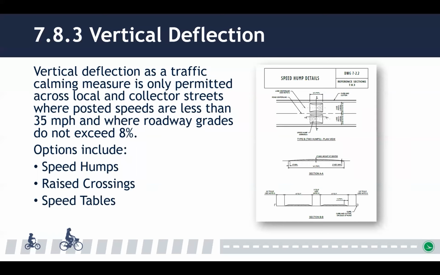Vertical deflection, which includes speed tables, speed humps, speed cushions, and raised crosswalks, are effective means for controlling the speeds of motor vehicles. Their use is limited based on the speed and roadway grade, which are outlined in this section. In addition, 3 speed hump details are provided for your reference at the end of this chapter.